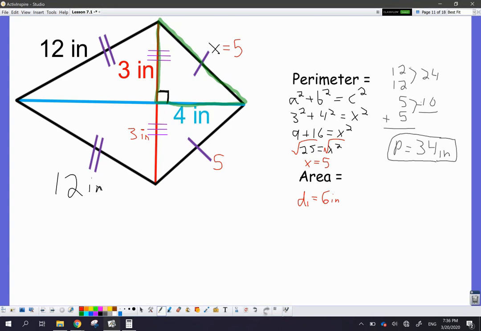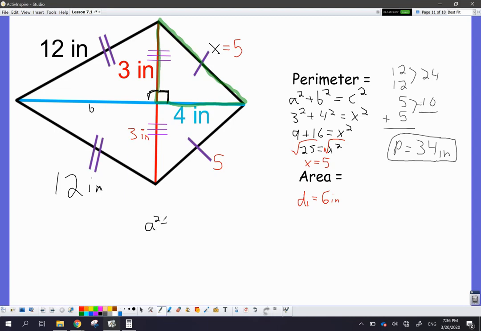But d2, on the other hand, I know this piece is 4, but I have no idea what this piece is. So again, it looks like I'm going to use the Pythagorean theorem because I have another right triangle going this way. So I know that this is 3. My hypotenuse is 12. So I'm looking for b here, and I'm just going to put b. So let's use the Pythagorean theorem. Let's do it over here on this side.